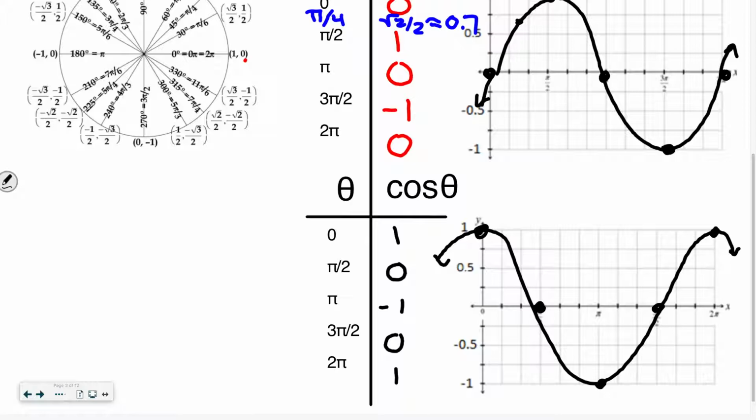This is really all of the actual graphing that you're going to do today. Your homework, you shouldn't have to graph any of the trig functions. You won't be graphing until next week.